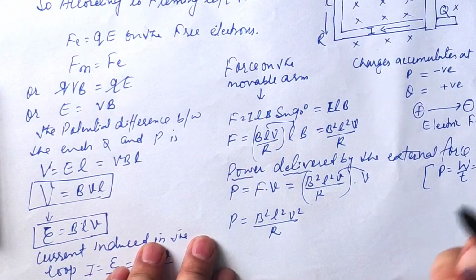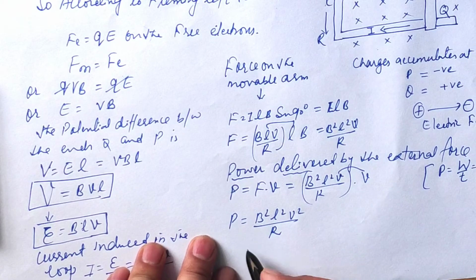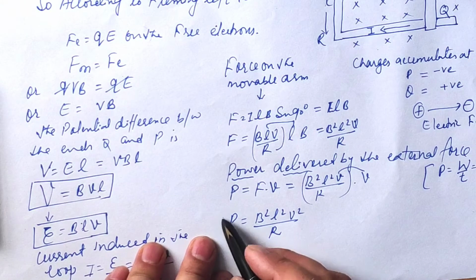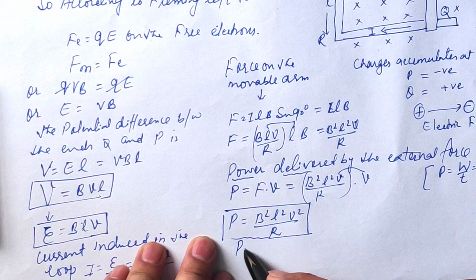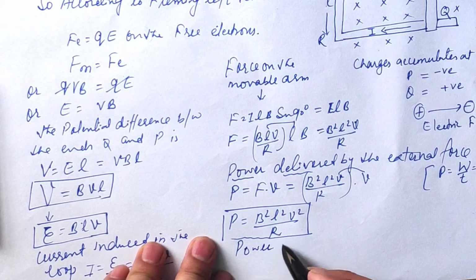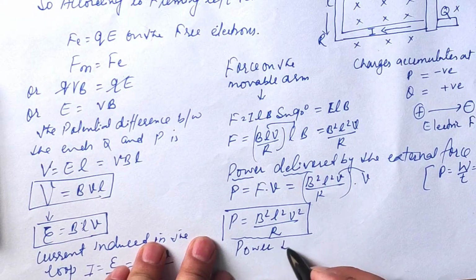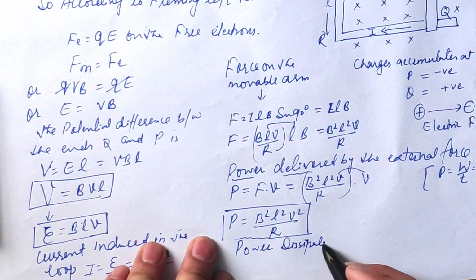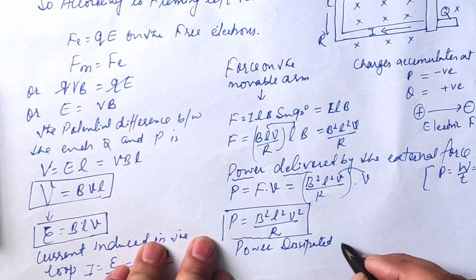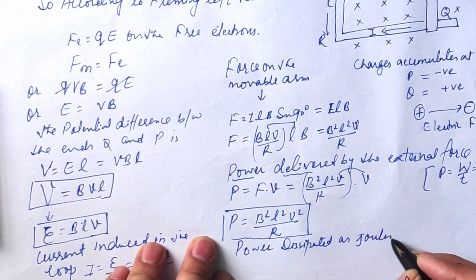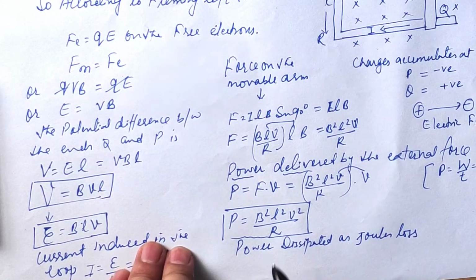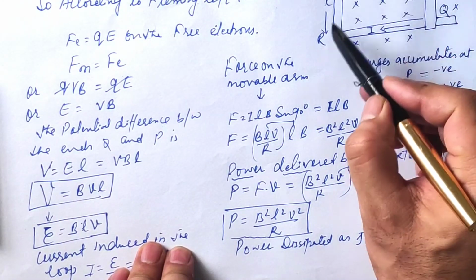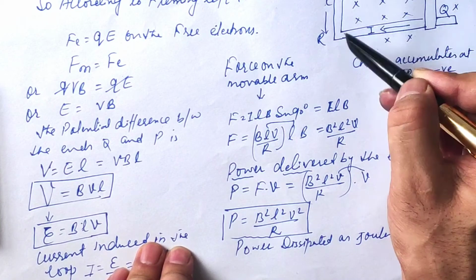How much is the power dissipated as Joule's loss? You should keep in mind this formula. We can write here power dissipated, meaning loss as Joule's heating. The power dissipated in the loop as Joule's heating loss.